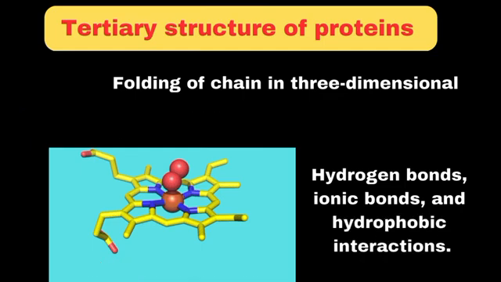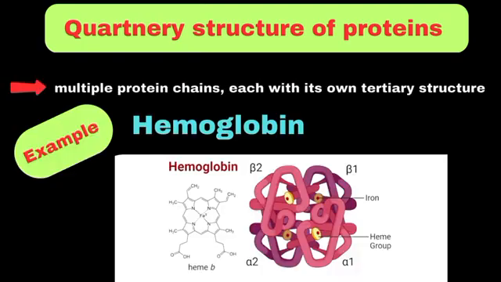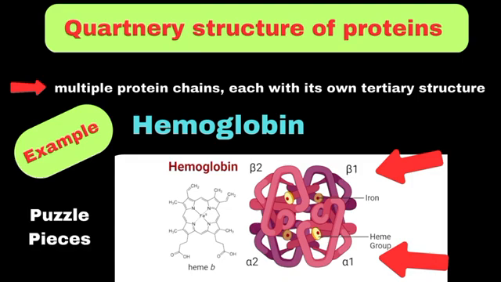The quaternary structure occurs when multiple protein chains, each with its own tertiary structure, come together. Hemoglobin is a perfect example. It has four protein chains, two alpha chains and two beta chains, that work together to carry oxygen in our blood. Each chain has its own specific shape, and they all fit together like puzzle pieces to form the functional protein. Now it's time to cover metabolism.